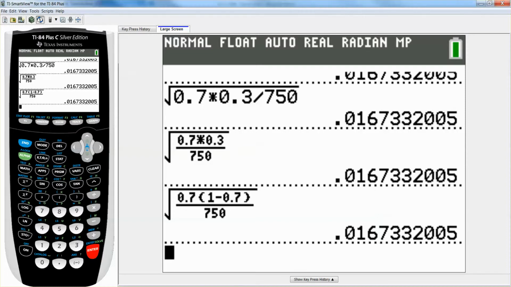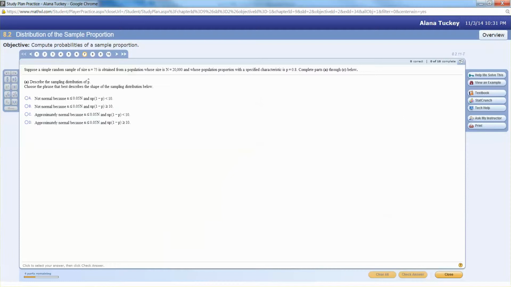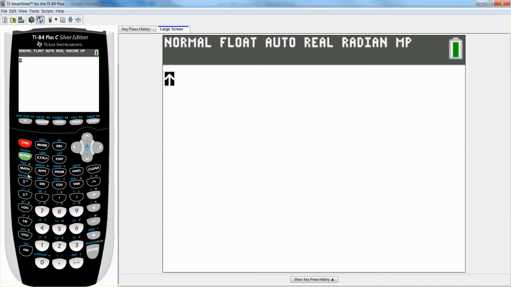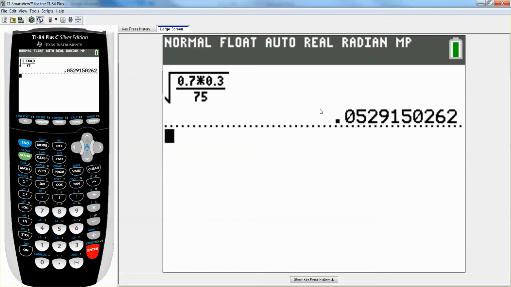So let me type that up. Oh, except I'm an idiot. It's not 750. It's 75. Clear. Hold on. Let me do that again. So alpha F1, number 1. Sorry, I did that wrong. I pressed the wrong button. Alpha F1, number 1. There we go. 0.7 times 0.3 over 75. Not 750. 75.